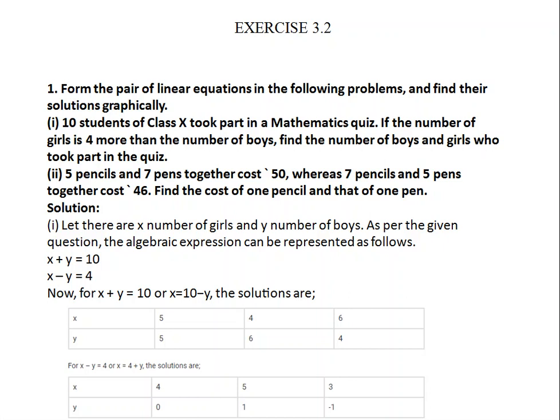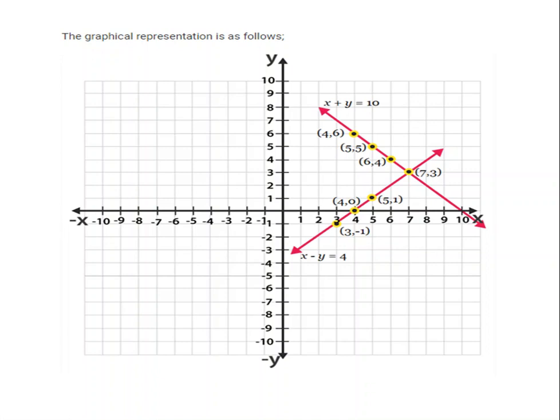What is the next step? Finding the values for x and y. x is an independent variable, so you can put any values for x. Corresponding y values you should calculate. x you can take and y should be calculated. This table is for x plus y equal to 10 and this table is for x minus y equal to 4. Here you can see the lines.